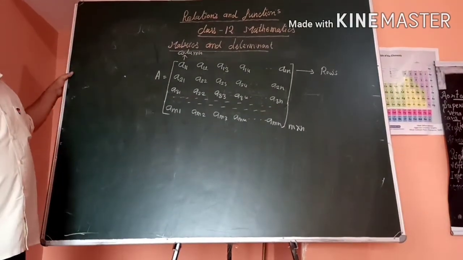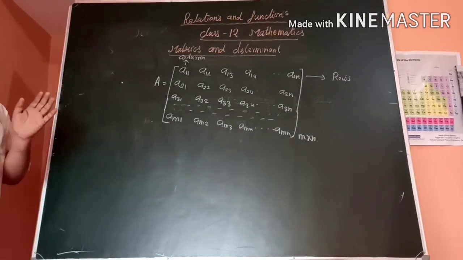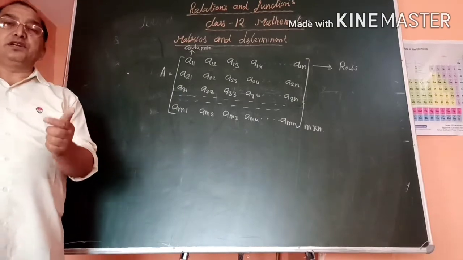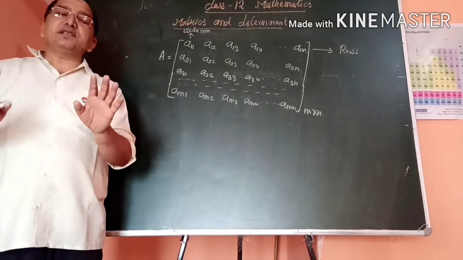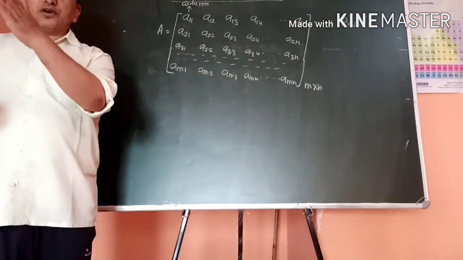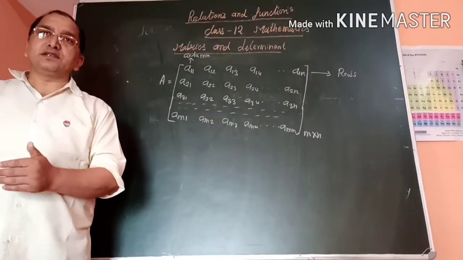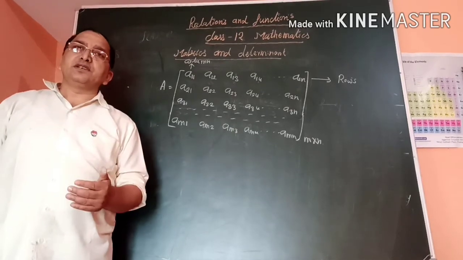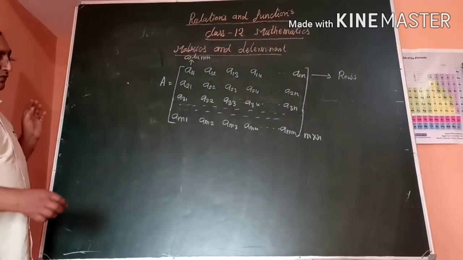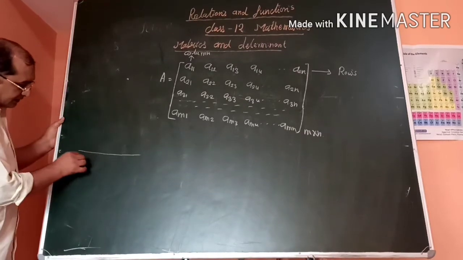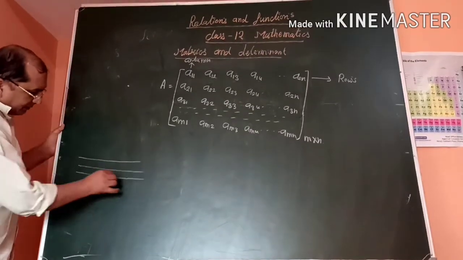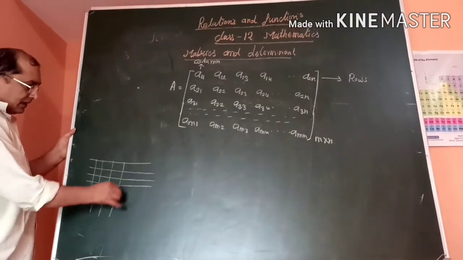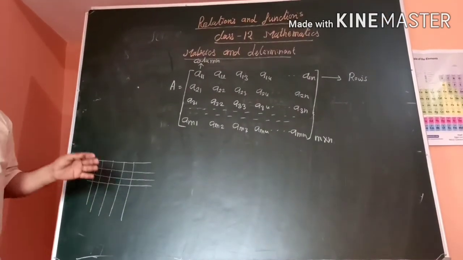But now see matrix. What is a matrix? A matrix is a simple arrangement of numbers, elements, objects, anything which can be written in the form of rows and columns, row wise and column wise. Some elements are arranged in this manner, either row wise or column wise, and this arrangement is known as a matrix.